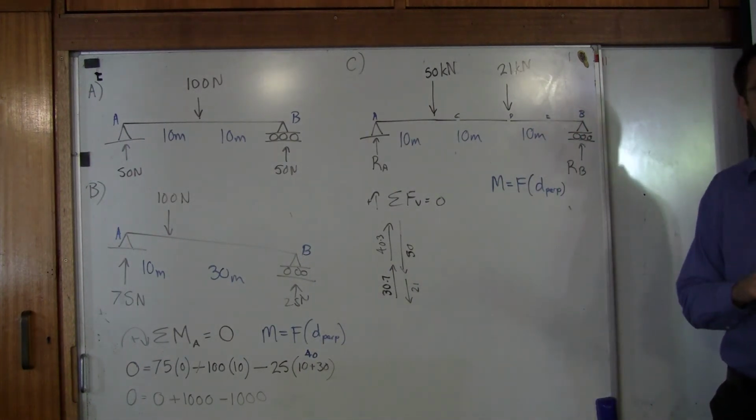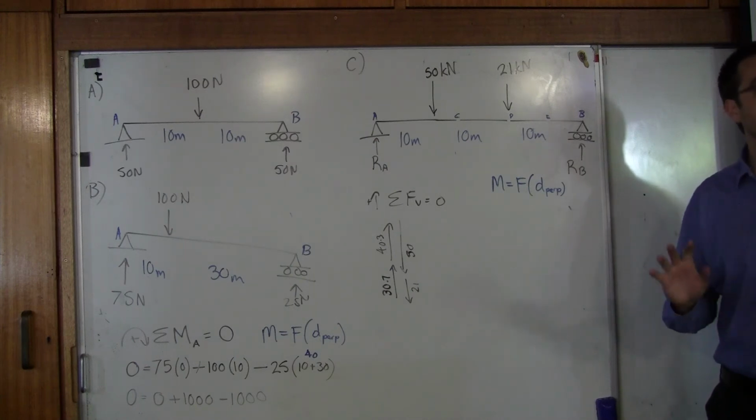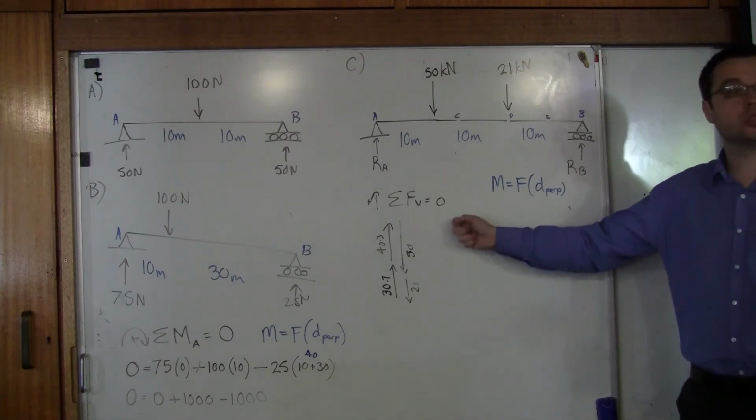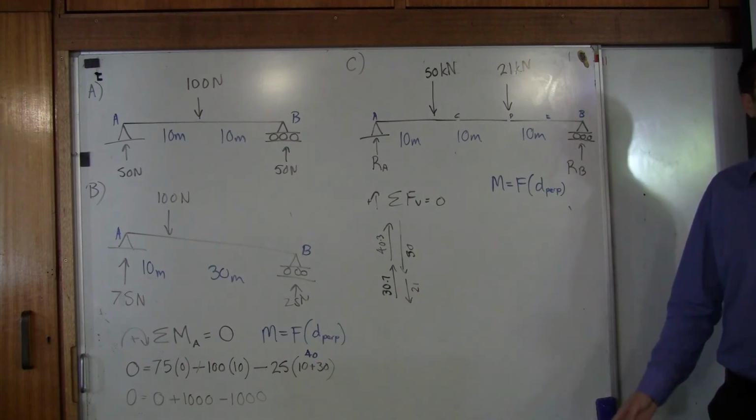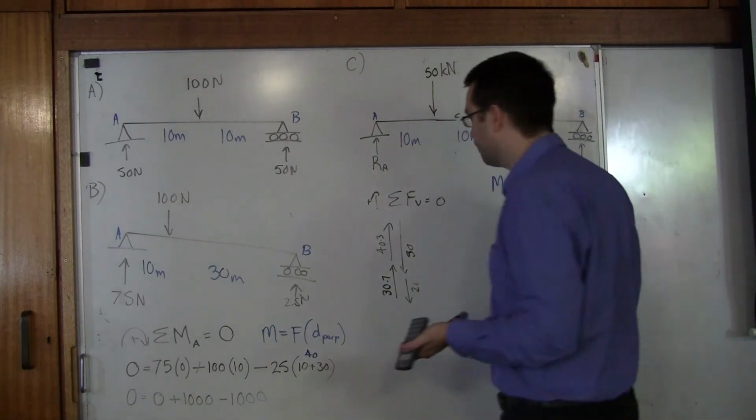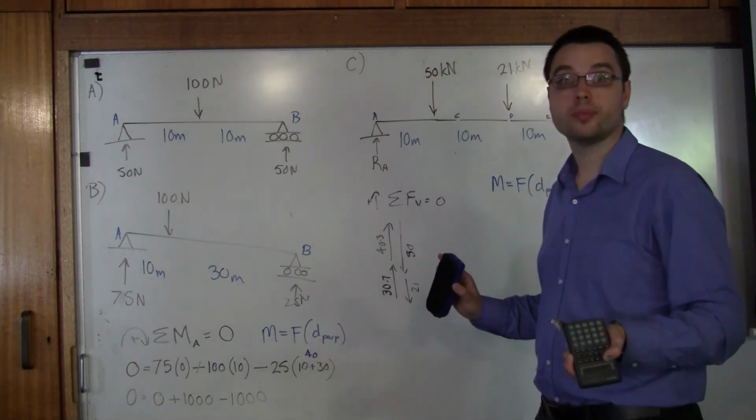Now you can do any two of those three. Most people like to do this one instead of moments from B because it's a little bit faster. Okay. So, what does this mean?